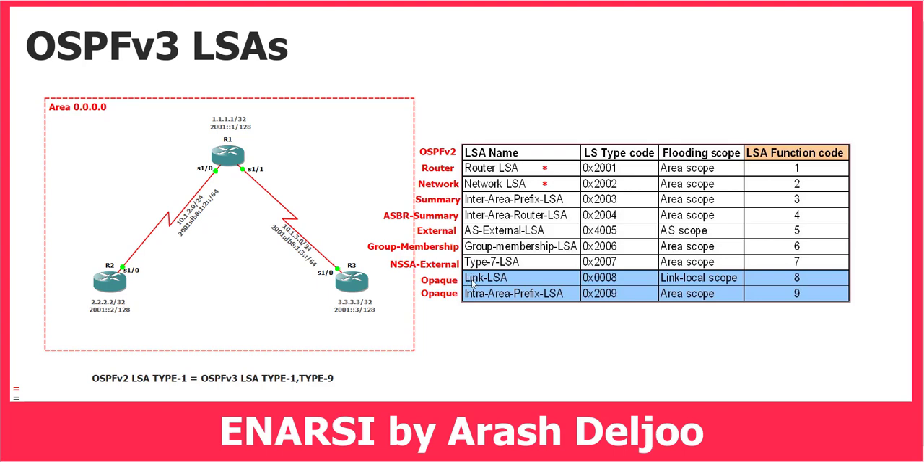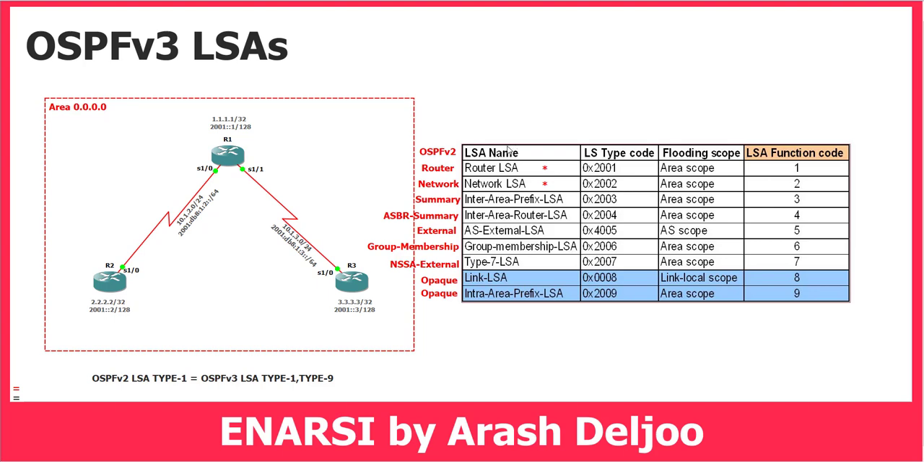But here, as you can see, the name of the LSA type 8 is Link LSA. You will learn about them in this video. And the name of LSA type 9 is Intra-Area-Prefix LSA. Also, we have LSA type 10 and type 11. Both of them are opaque.